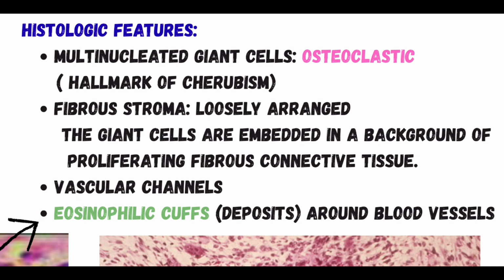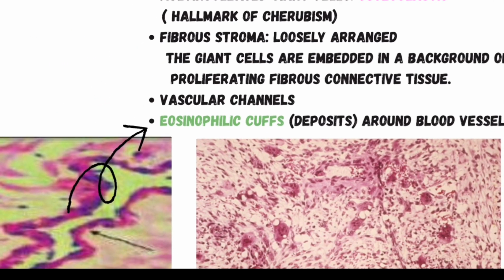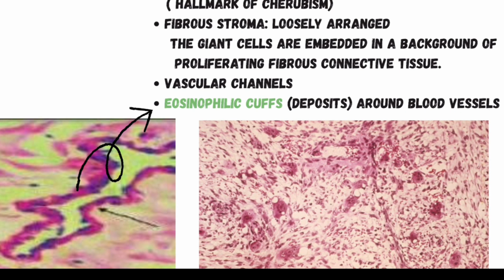The normal bone architecture is replaced by proliferating fibrous connective tissue, which can be dense or loose depending on the stage of the lesion. Let's see how the giant cells are. There are numerous multinucleated giant cells resembling the osteoclasts. These cells are positive for tartrate resistant acid phosphatase. This is the feature of osteoclasts.